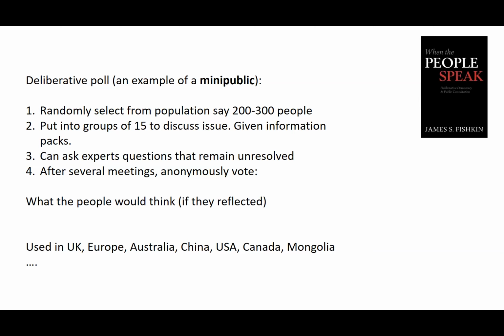Put them into groups of 15, and they're given information packs, maybe on some issue that you want them to consider. What should the council spend the money on? The council has drawn up about 30 proposals in a township in China, for example. This was done. If there are competing points of view, like two main camps, each camp presents an information pack for their arguments. The people have been randomly selected, so they've got no special axes to grind.